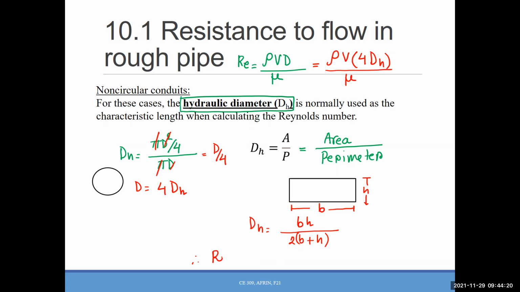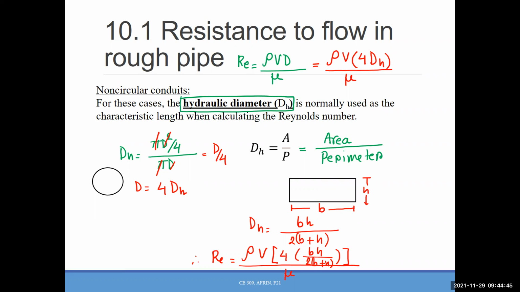That means the Reynolds number will be rho V 4 BH, okay.